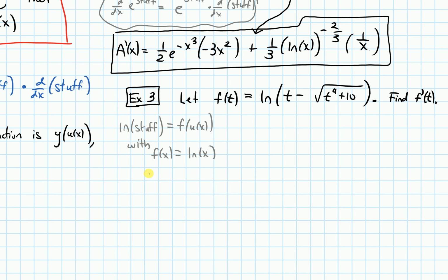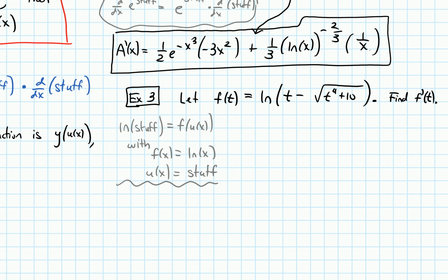But that's because we've already plugged something in for u of x. We've plugged something in inside where the x used to be. We've plugged in the stuff. So the outside function with ln of stuff is ln of x. The inside function is the stuff.